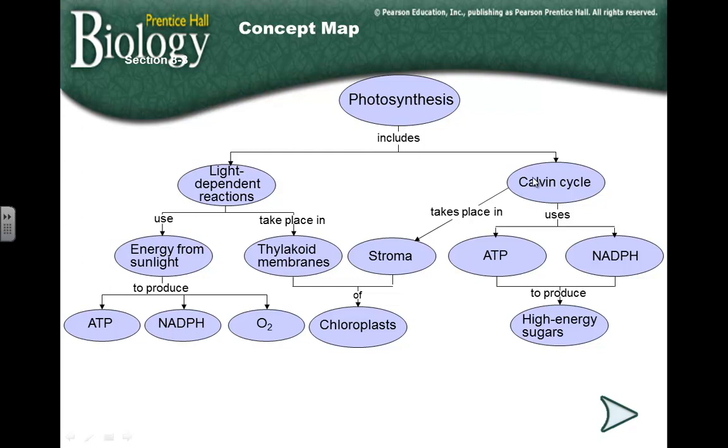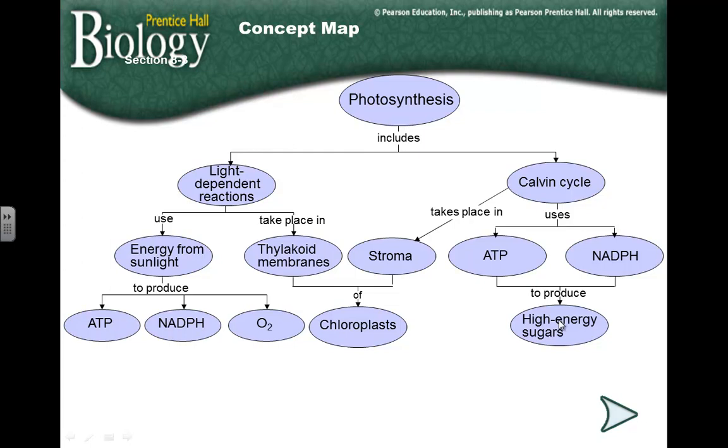The Calvin cycle takes place within the stroma, which is still in the chloroplast. And in order for the Calvin cycle to work, it needs the ATP and NADPH that came from the light-dependent reaction. Plus, we just found out it needs carbon dioxide for it to build sugars.